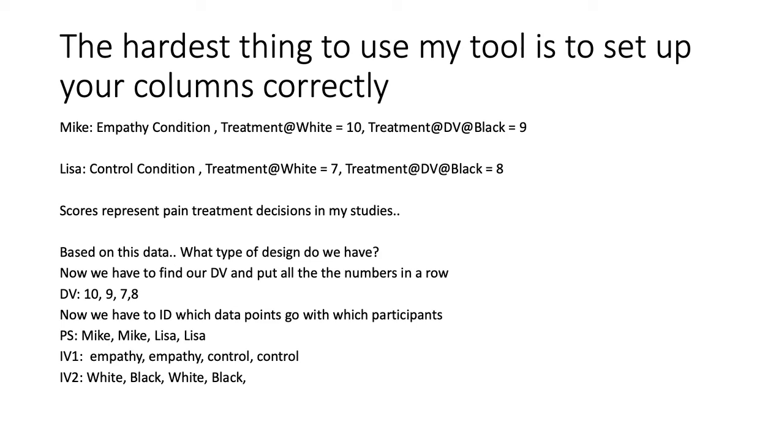tool. So for my tool, what you have to do is list out your dependent variable in a row, and you have to list out the conditions, and you have to list out the participant ID. So let's just take some data poorly put up on this screen to force you to decode it as best as you can. So you have Mike in the empathy condition. Okay, and then it says treatment condition at white, they scored 10. Treatment condition at black, they scored 9.